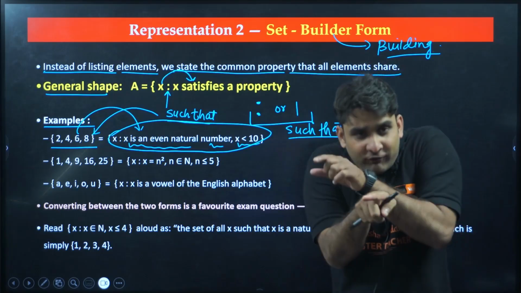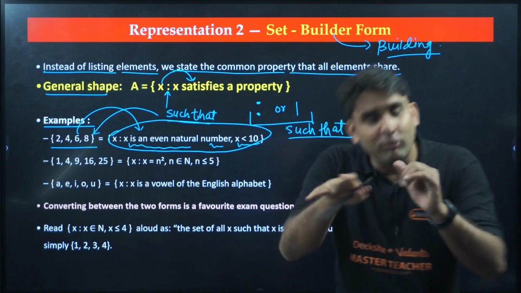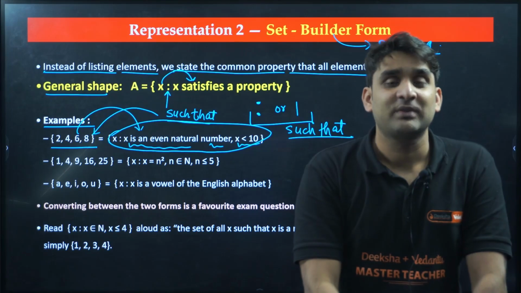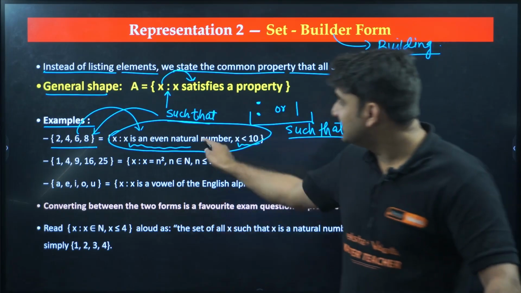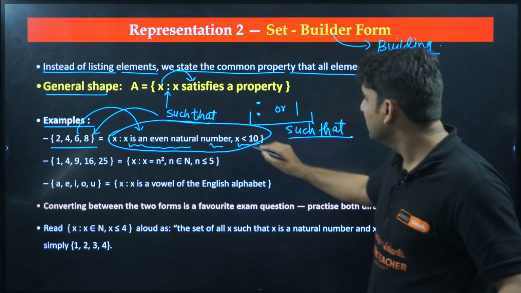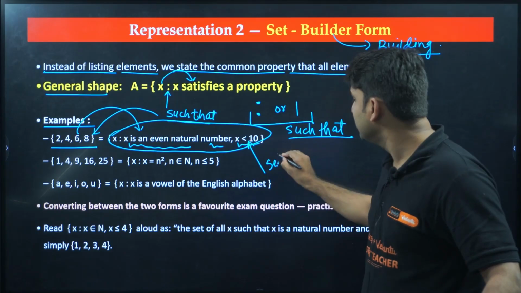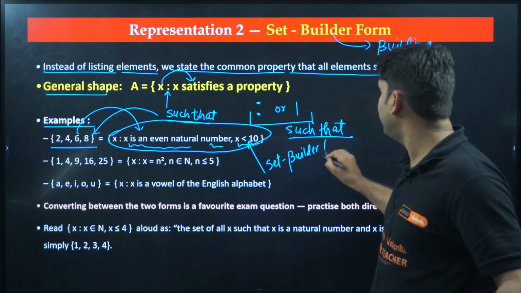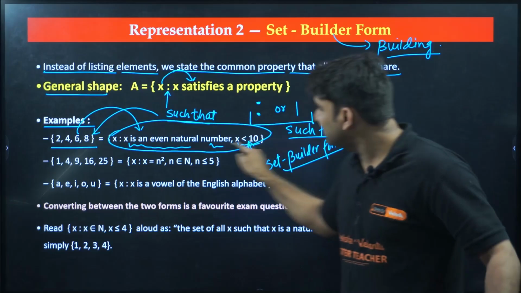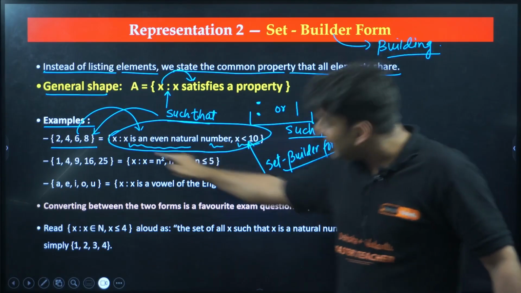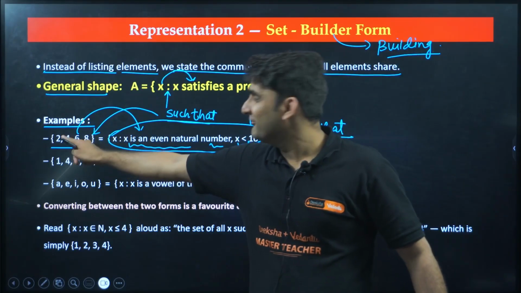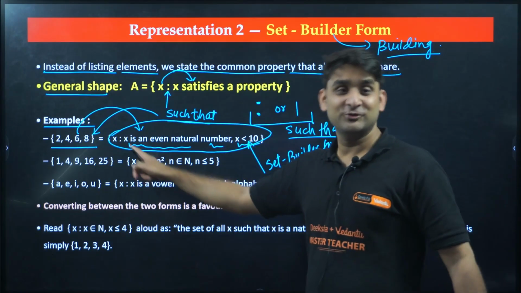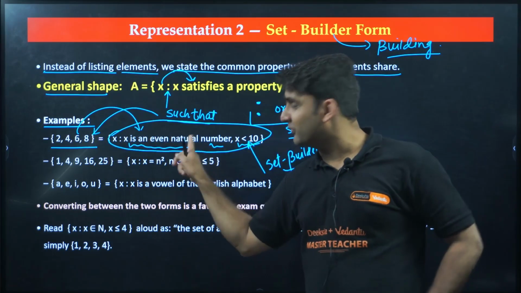So roster form and set builder form are related to each other. Both depend on each other. Right, everyone? So this is called set builder form. Because it is structuring a building, and this is the result. These are the flats, the kitchen, dining room and all. And this is the building. So roster values, these elements, depend on the set builder.